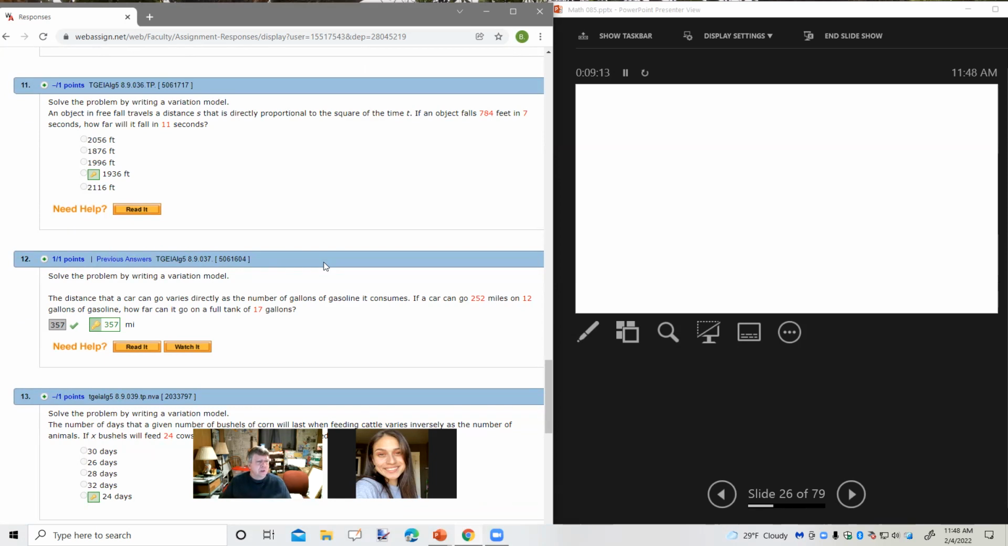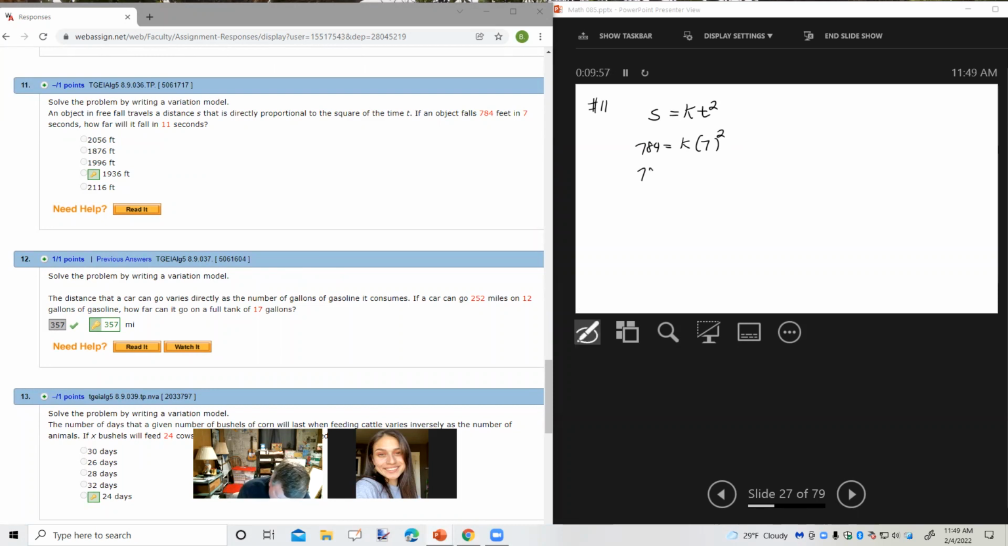All right. Solve the problem by writing a variation model. This is number 11. An object in free fall travels a distance s that is directly proportional to the square of time t. So s equals kt squared. Any questions about that? No. All right. If an object falls 784 feet, so that's s, in 7 seconds, don't forget the time is squared, how far will it fall in 11 seconds?